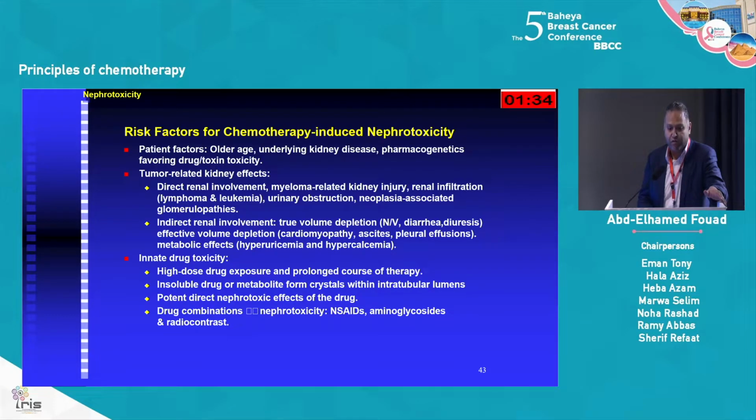Risk factors for nephrotoxicity increase in the elderly, underlying kidney disease, or tumor-related kidney effects, like direct renal involvement by the malignant tumor itself, like myeloma kidney, infiltration by lymphoma cells, or indirect effects on the kidney like true volume depletion by dehydration caused by nausea, vomiting, diarrhea, effective volume depletion in patients with cardiomyopathy, ascites, pleural effusion, or metabolic effects such as hyperuricemia and hypercalcemia.